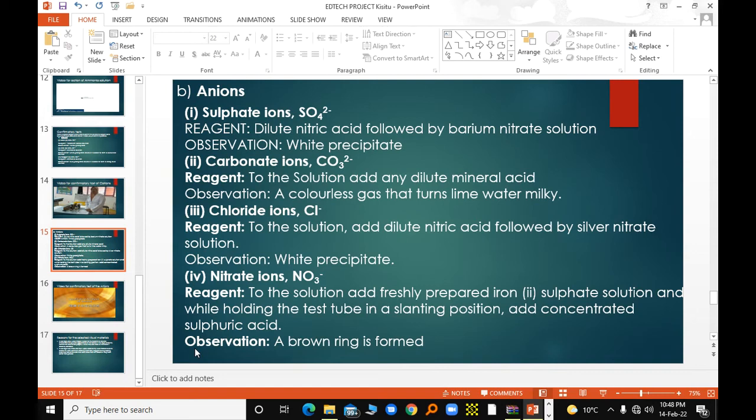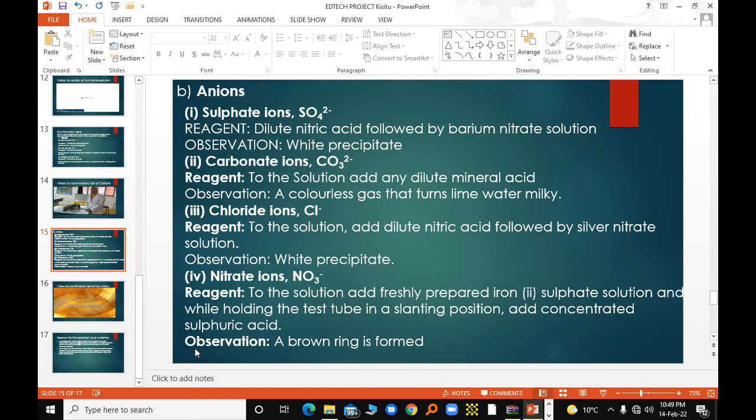Chloride ions. The reagents which are going to be used are nitric acid followed by silver nitrate solution. In fact, it's the same case as sulfate ions. All chlorides are soluble apart from lead and silver. So we use silver because it is unique.